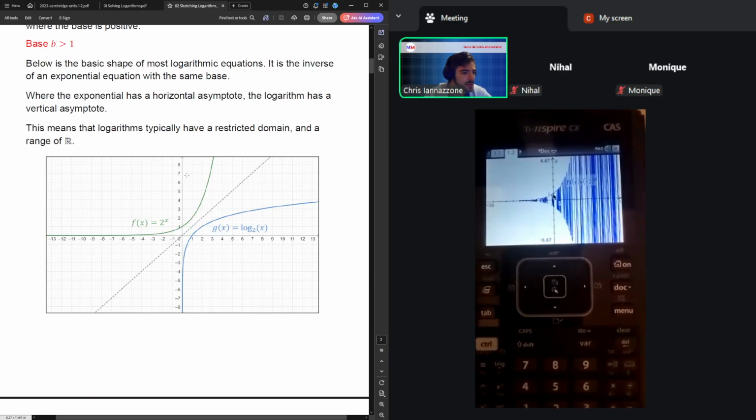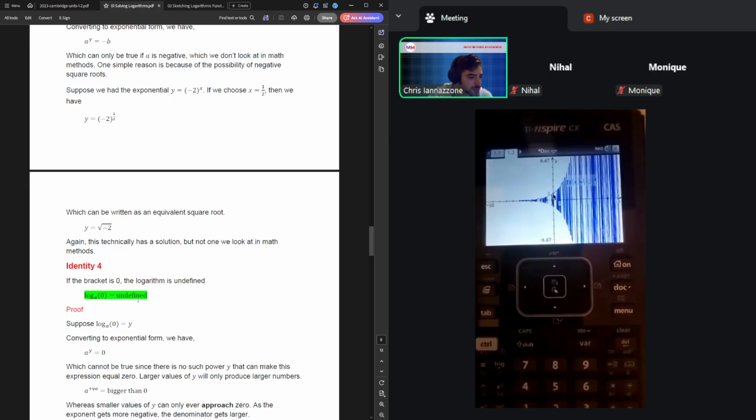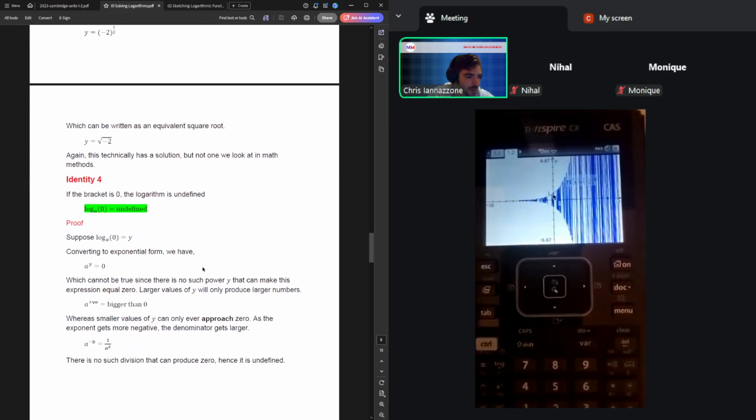So if we remember again this x equals 0 asymptote, we can only ever approach it. We never actually equal it. That's where you see undefined used.